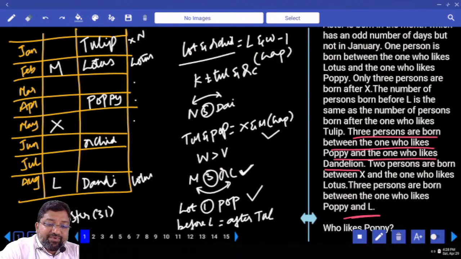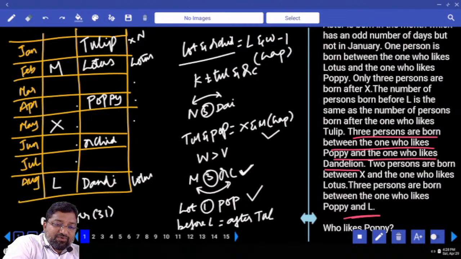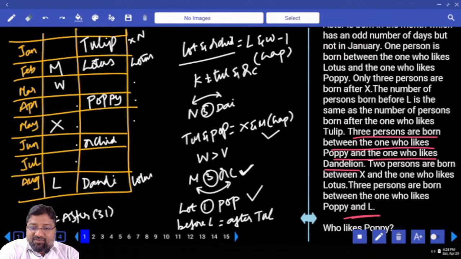What is the gap between lotus and orchid? Lotus and orchid is 3. And the gap between L and W should be 4. So 1 2 3 4. This is W. Next lines, come on. Where will I get all the links? Where will I get everything?